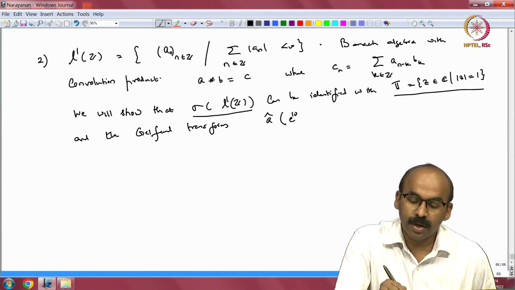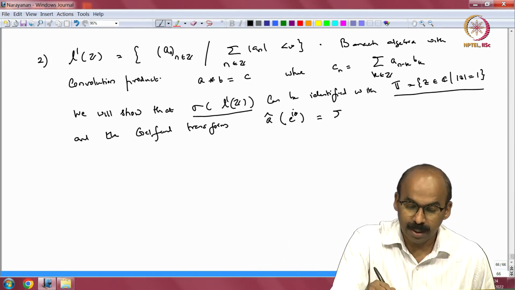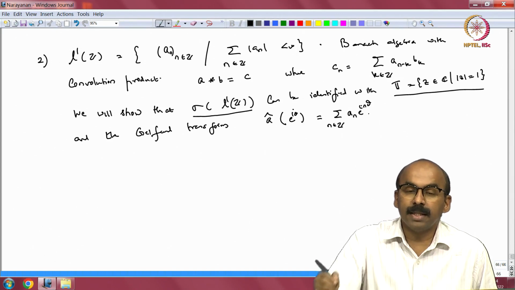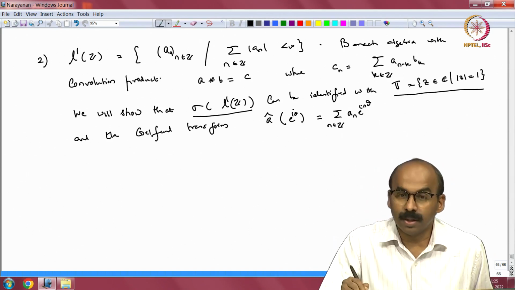So, I should tell you what A hat at e to the i theta is, and that should be a complex number. So, that is simply the sum of A_n e^{i n theta} over n in Z, right. For each fixed theta I get this number, that is my Gelfand transform. Of course, we have to prove all this.